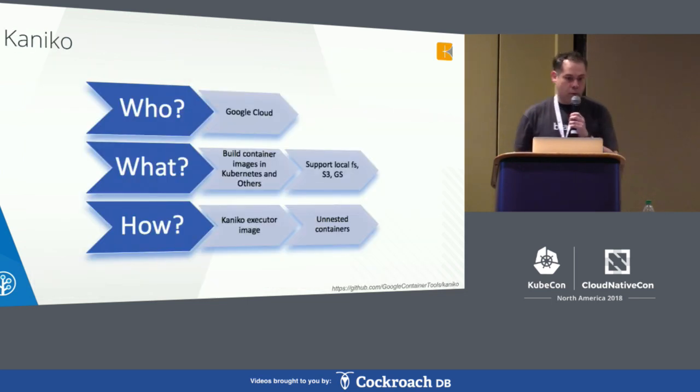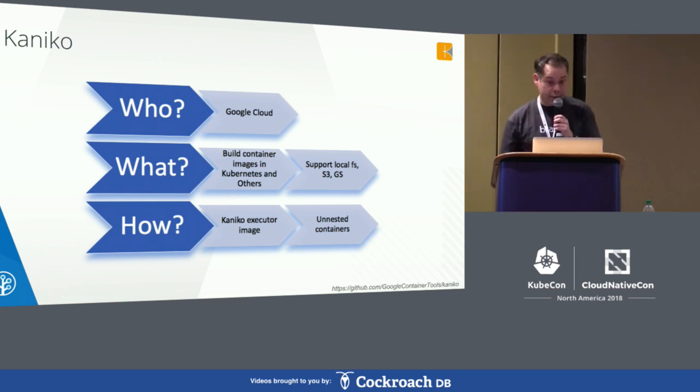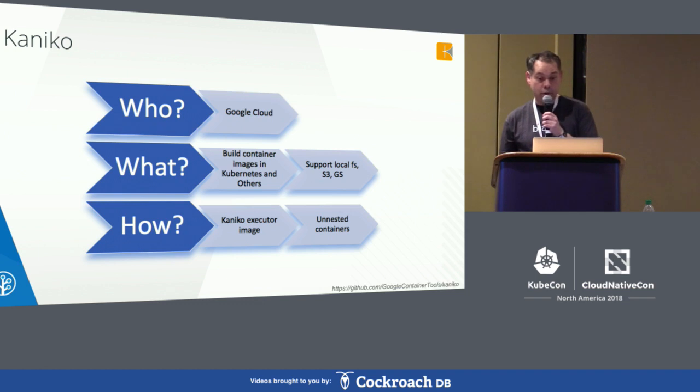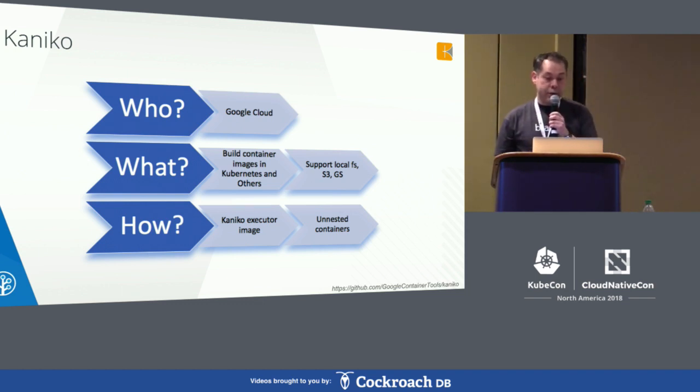So Kaniko, created by Google Cloud, allows you to build container images very fast. It supports either a local file system or Amazon S3 or Google Cloud Storage, so object storage. And it does it using a Kaniko executor image. It's its own container image. And you can build both in an unnested way and also in an unprivileged way.